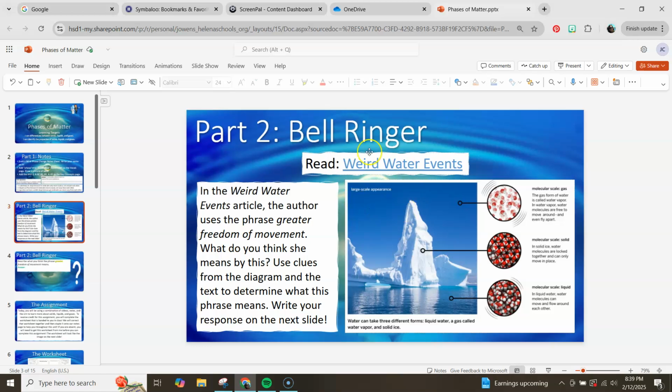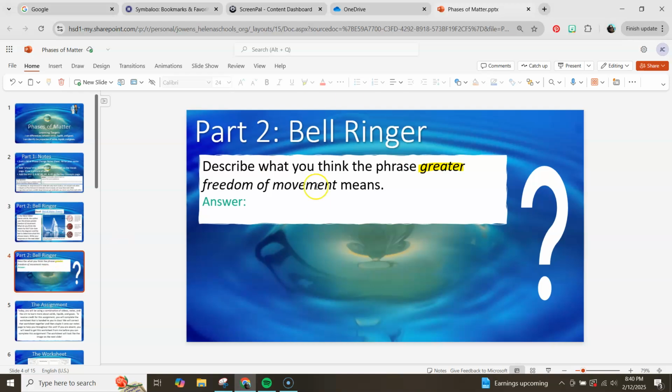For your bell ringer today, you need to read this article, Weird Water Events. We have a little snippet here, a little picture and a caption from this article. You will use the information in that article to answer this question: Describe what you think the phrase greater freedom of movement means. Think of having more freedom. What does that mean for the molecules? Okay, so go ahead if you haven't already. Take a second, pause this video, and go read that article and answer that question, and then come on back.